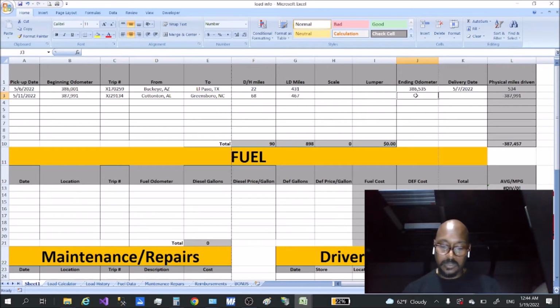My odometer is 388,573. Now for this week's paycheck, I did go to Utah to make a delivery, so it kind of bumped my miles up for the week. And I delivered this load on the 12th. Okay, I did put fuel twice. I'm gonna go ahead and enter that in.